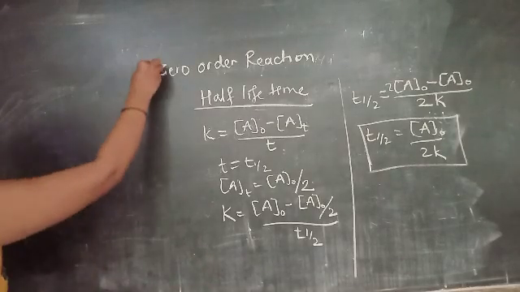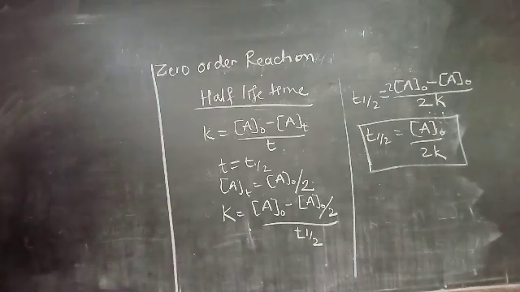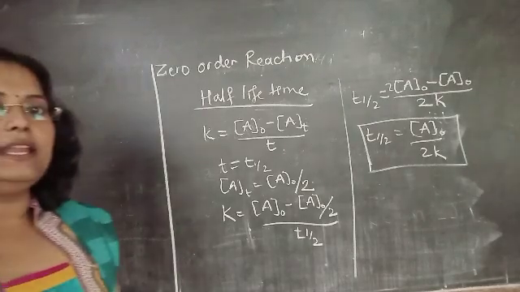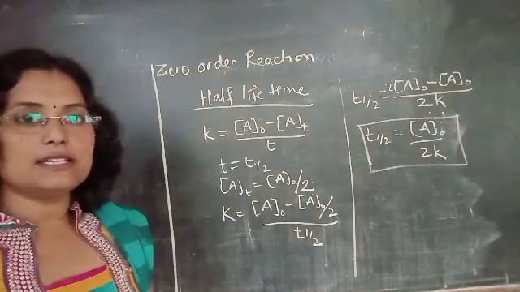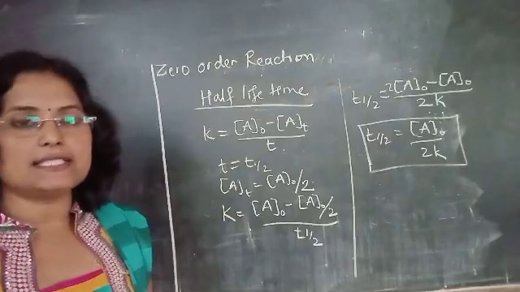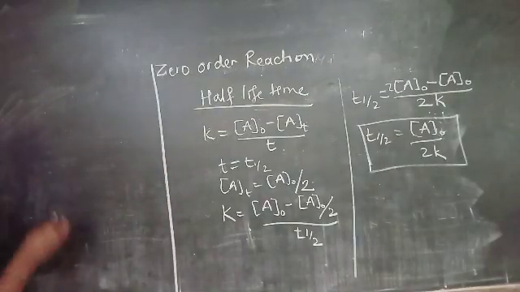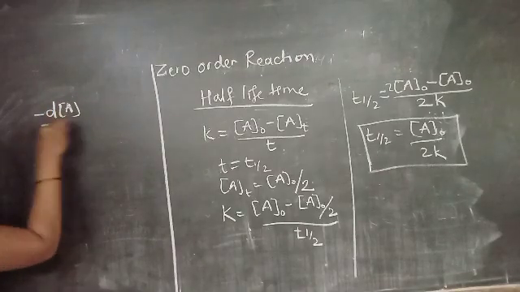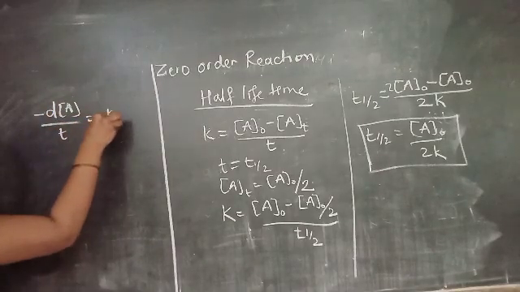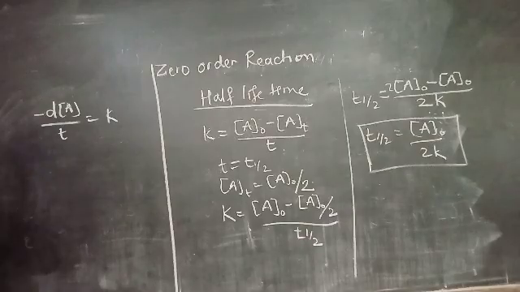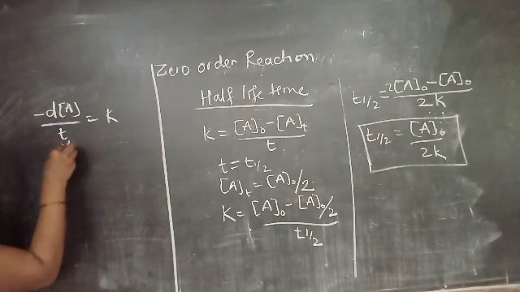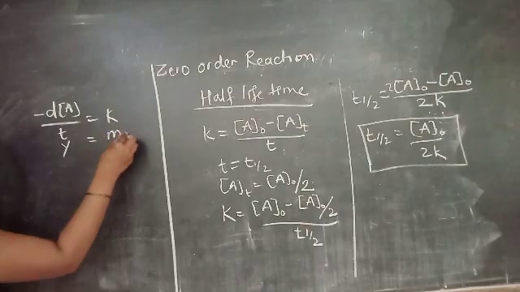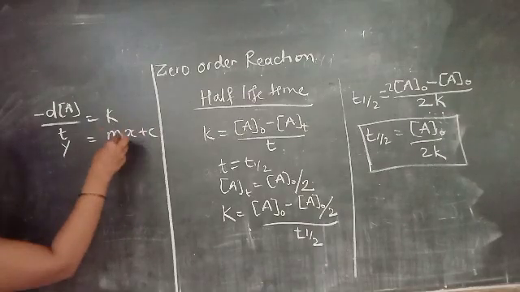So next one is the graphical representation for the zero order reaction. What will the graphical representation be for a zero order reaction? First we will have the equation minus dA by dt is equal to k. We know that this is the equation. So if this is the equation, we can write y is equal to mx plus c.